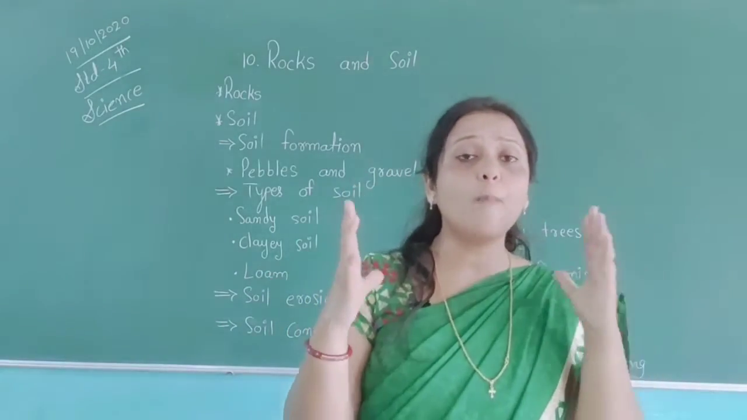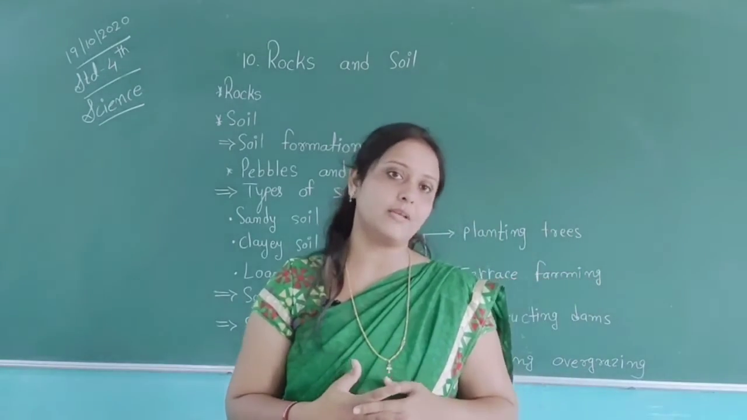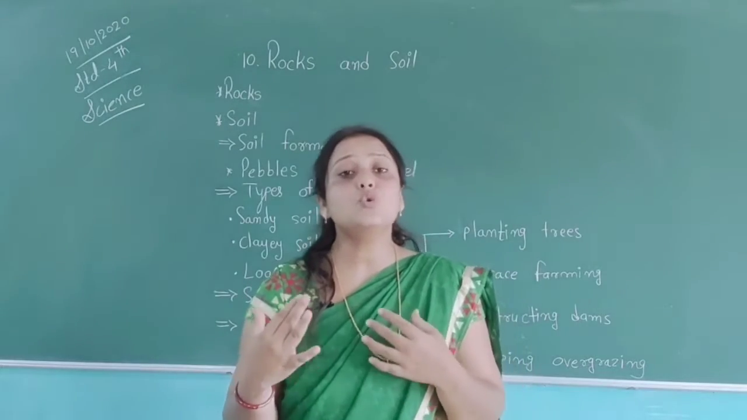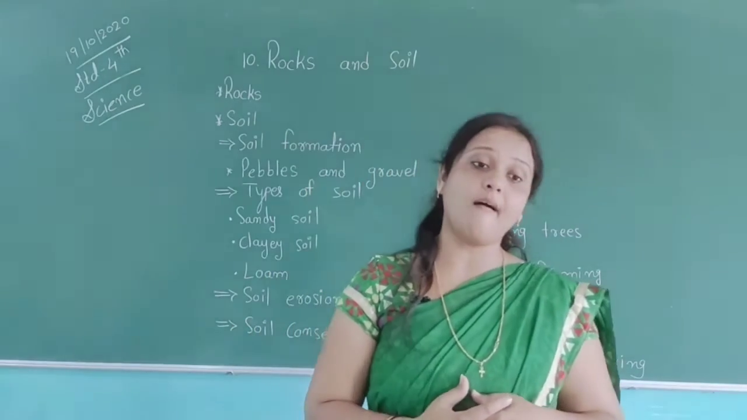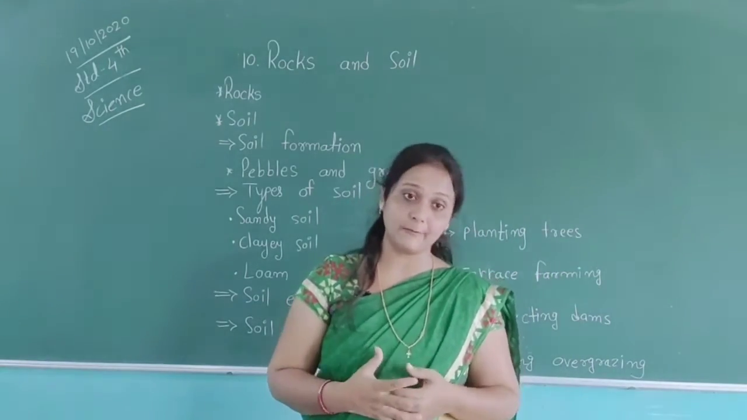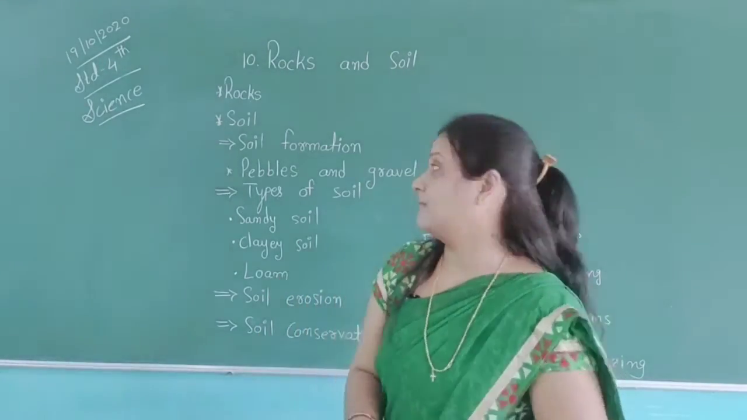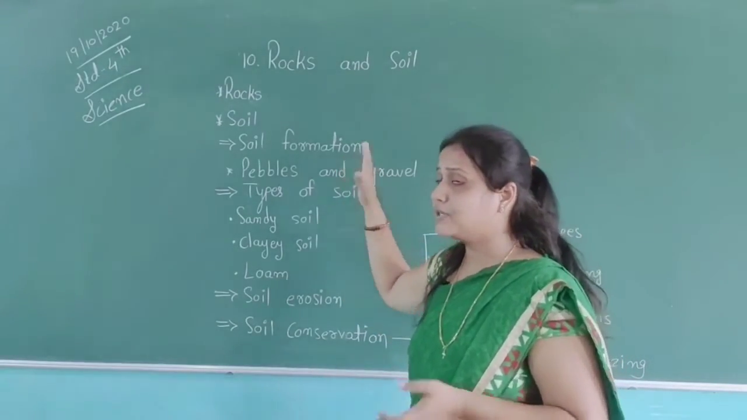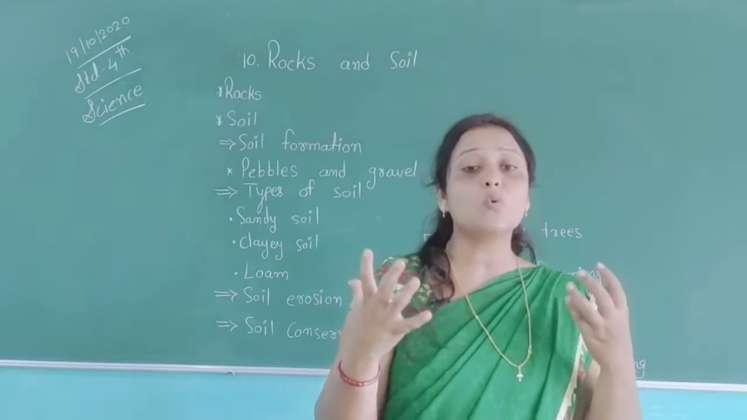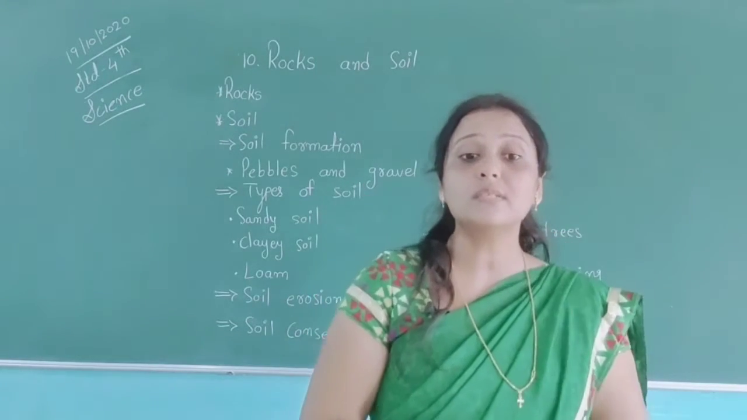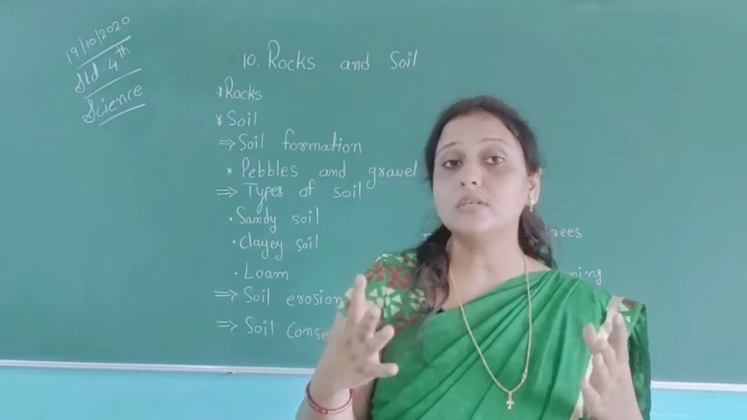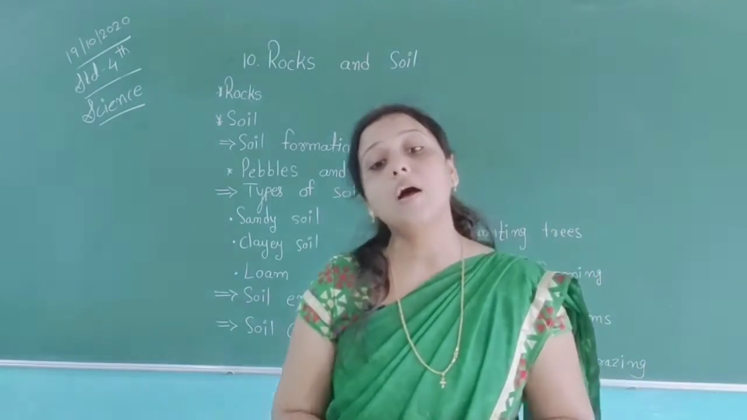Soil is the topmost layer of the earth's surface. It is important to all forms of life on earth. It consists of sand, humus, water, and air. Now, soil formation. How does soil form? The formation of soil takes place over hundreds and thousands of years. It is not an easy process. It will take hundreds and thousands of years.